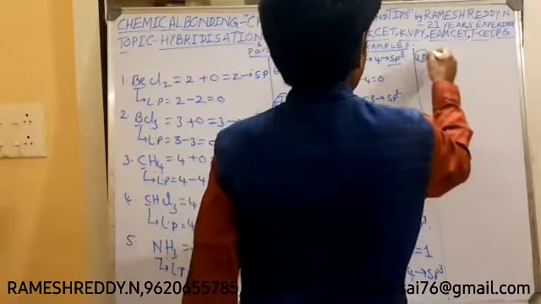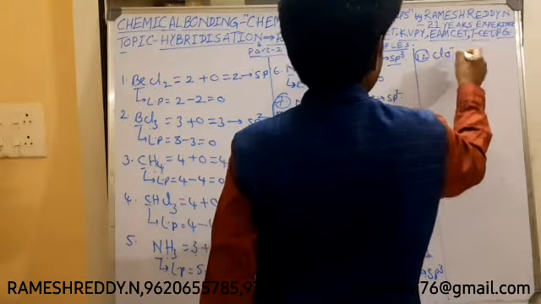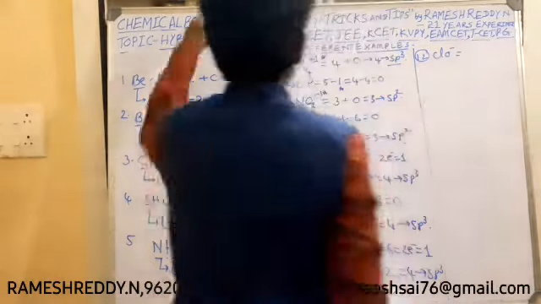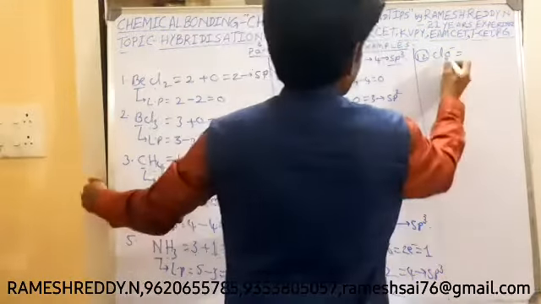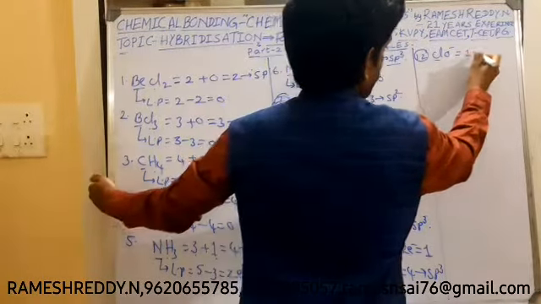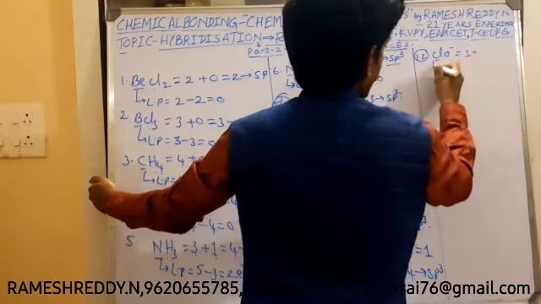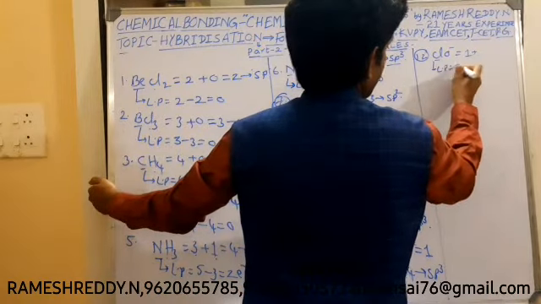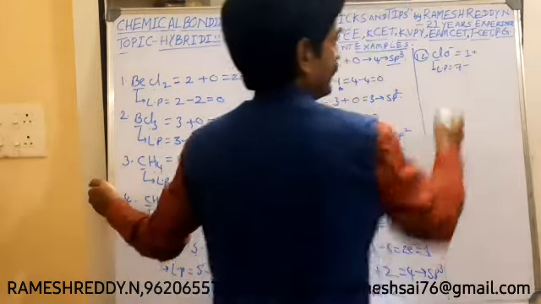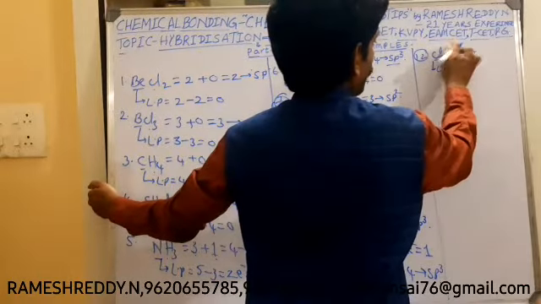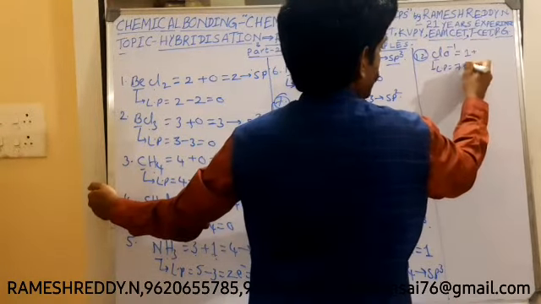Number 12 example, that is ClO minus. So here the chlorine undergoes what type of hybridization? Central atom chlorine, bonded atoms: oxygen, only one. Next, lone pairs on the chlorine atom. Valence electrons of chlorine are 7. It gains 1 electron, so you have to add plus 1.